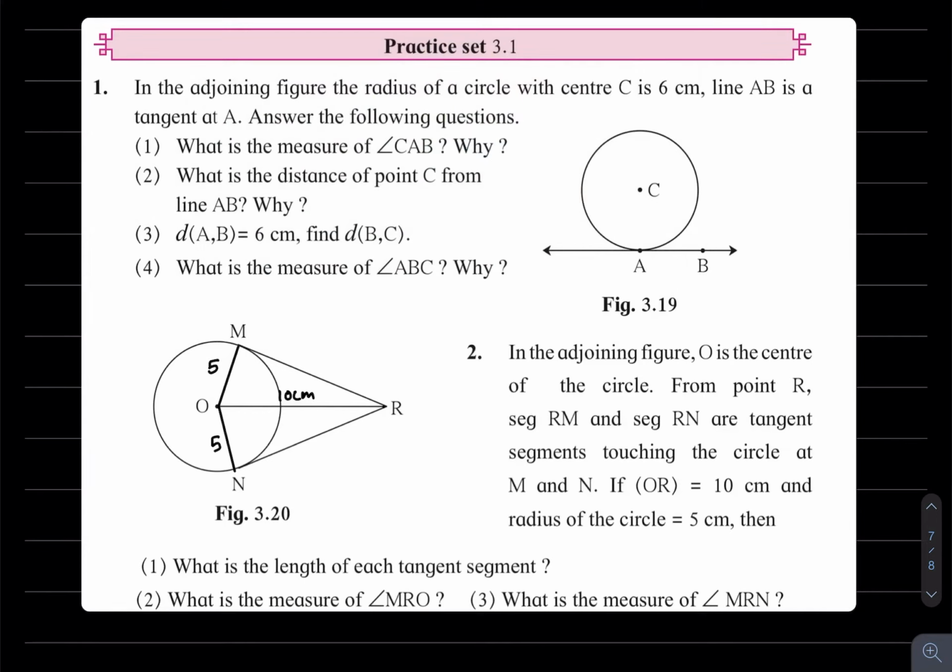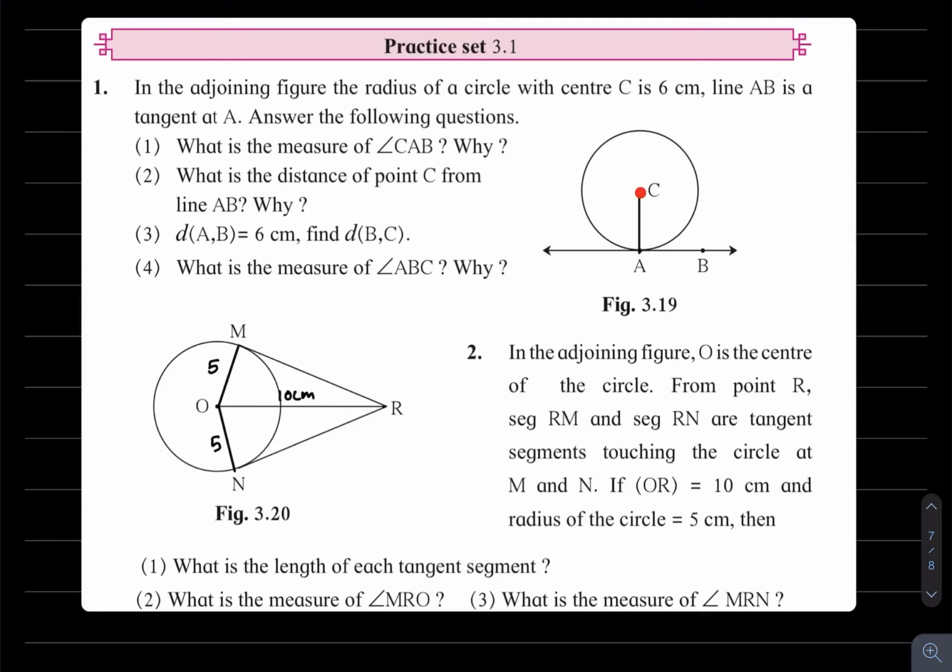In the adjoining figure, the radius of the circle with center C is 6 cm. So I will draw the radius 6 cm. Line AB is tangent at A. Answer the following questions. What is the measure of angle CAB? So here in angle CAB, CA is the radius and AB is the tangent, so it is obviously the right angle, which is 90 degrees because of the tangent theorem, right? Next, what is the distance of point C from line AB and why?